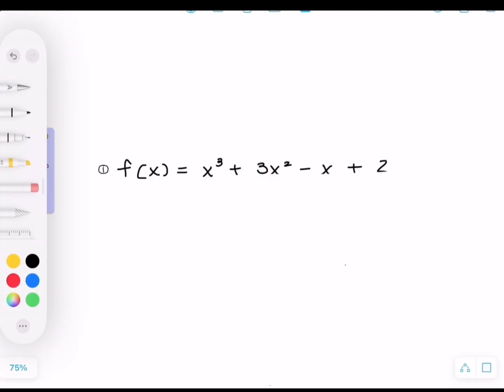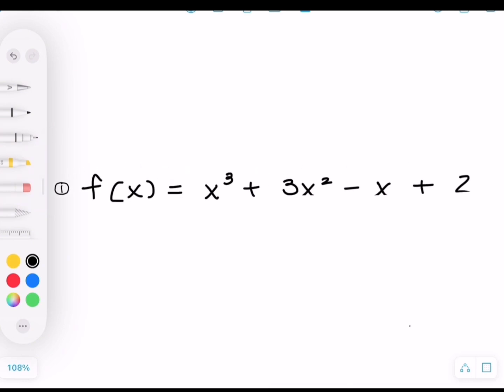So we have our first given over here. You have f of x is equal to x cubed plus 3x squared minus x plus 2. We will be using the basic formula of derivatives first. Then we will be moving on to the basic rules of derivatives. Then we will compare each process and find out if we reach the same answer.